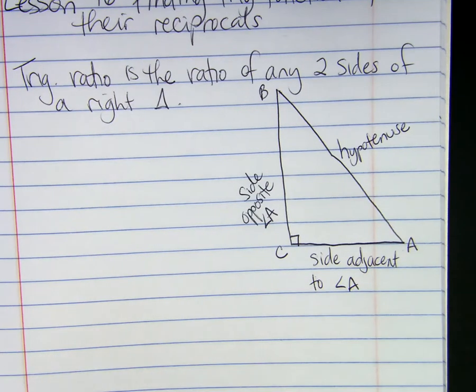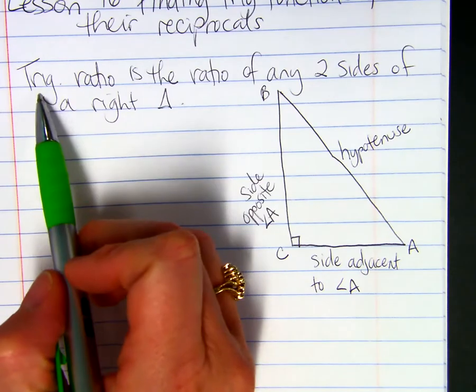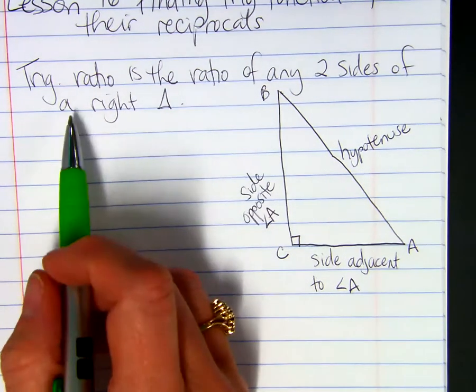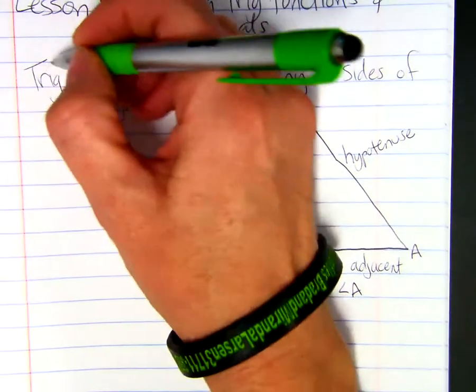Heidi? I'm sorry, but the first word is right before ratio. Does that say fried or trig? Trig. Oh, trig. I just didn't want to write out trigonometry. I guess I could have.